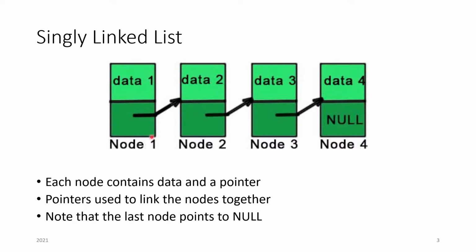So for a singly linked list, your nodes here will have some data and then a pointer as its structure. And the pointer in your node is indicative of where it needs to go to the next particular node in the link. Note that the last node will always point to null, indicating the end of your linked list.